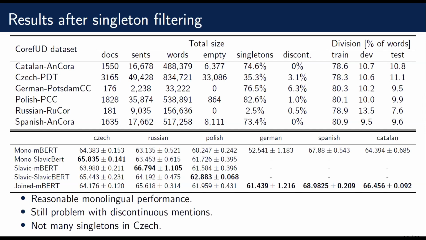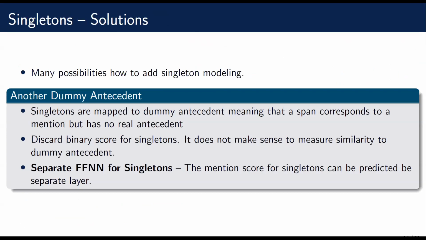Maybe we can leave it for the discussion. I think this is our analysis, maybe with some mistake, but there were 82% singletons. It means that 82% of mentions are not in any coreference relation in the Polish dataset. So the model loses a lot of opportunities to learn how to find mentions. So we also try to model those singletons, so we improve the results.